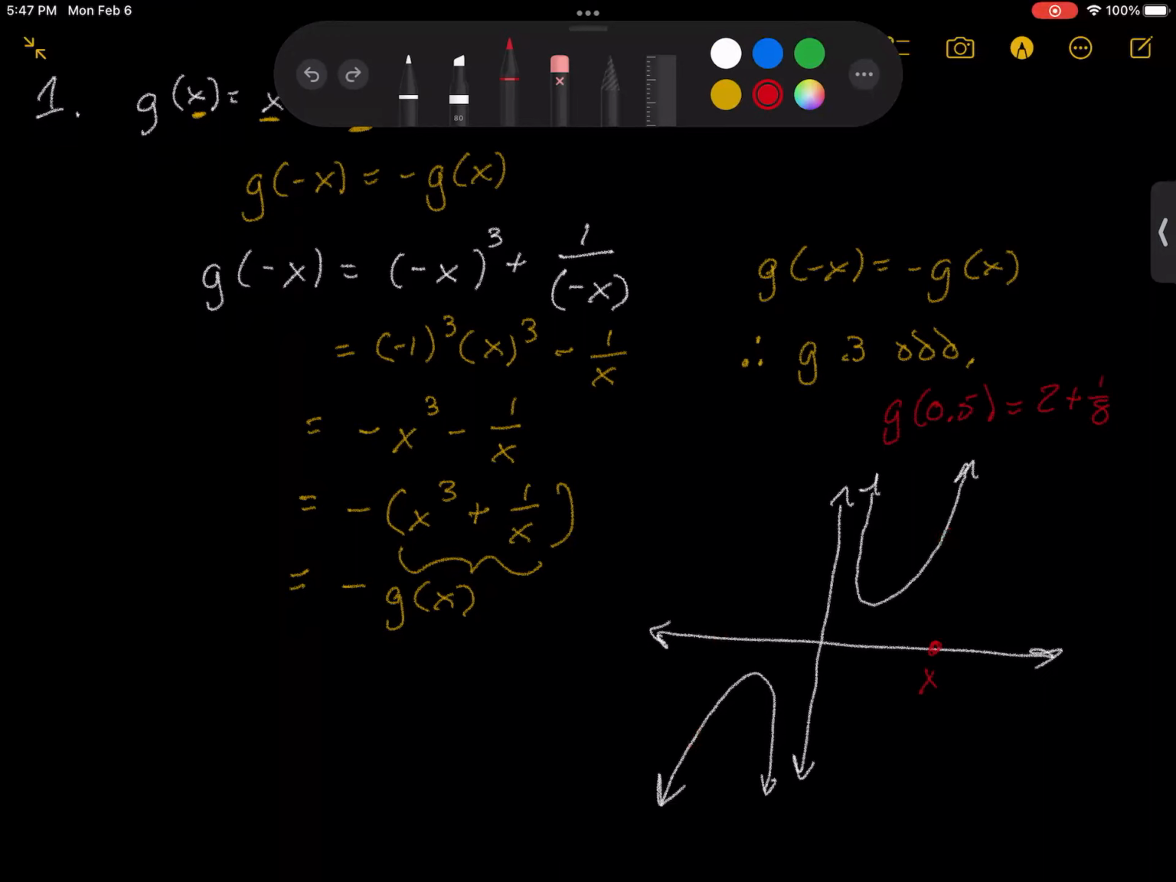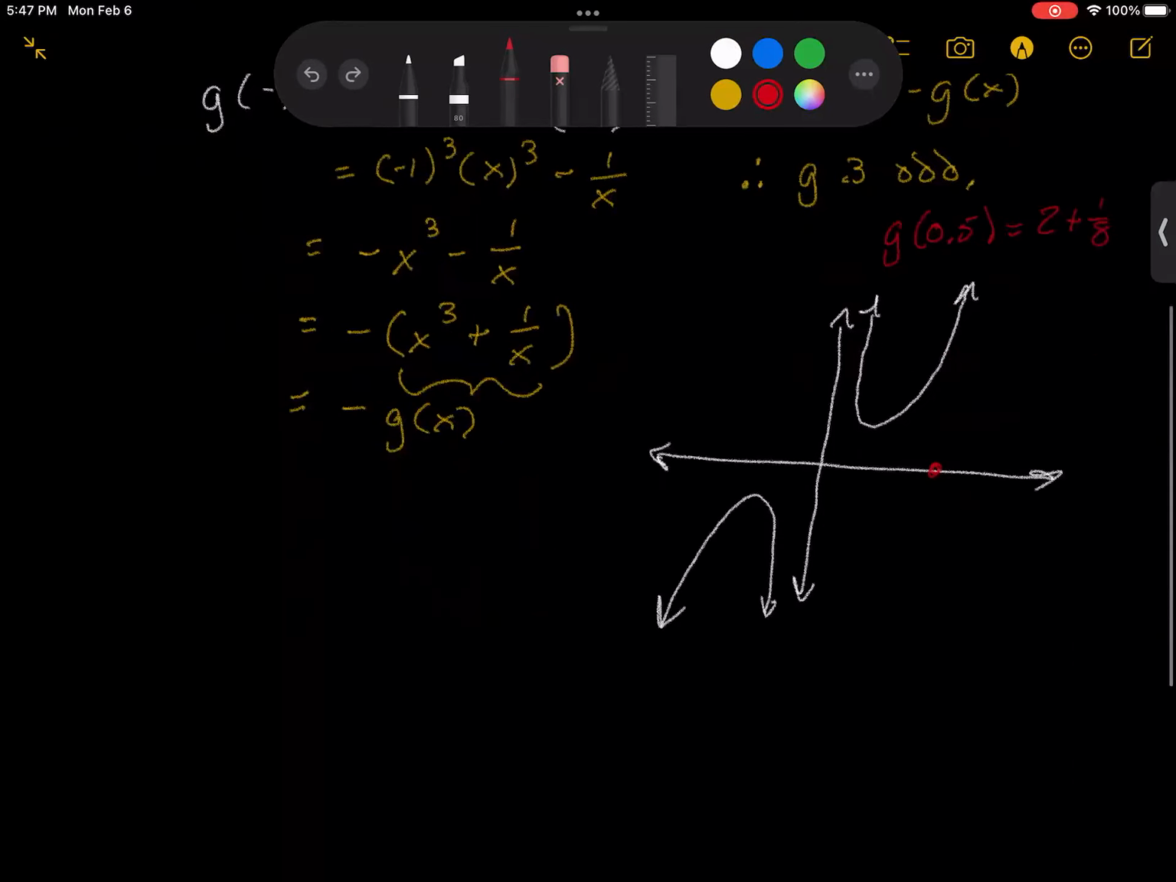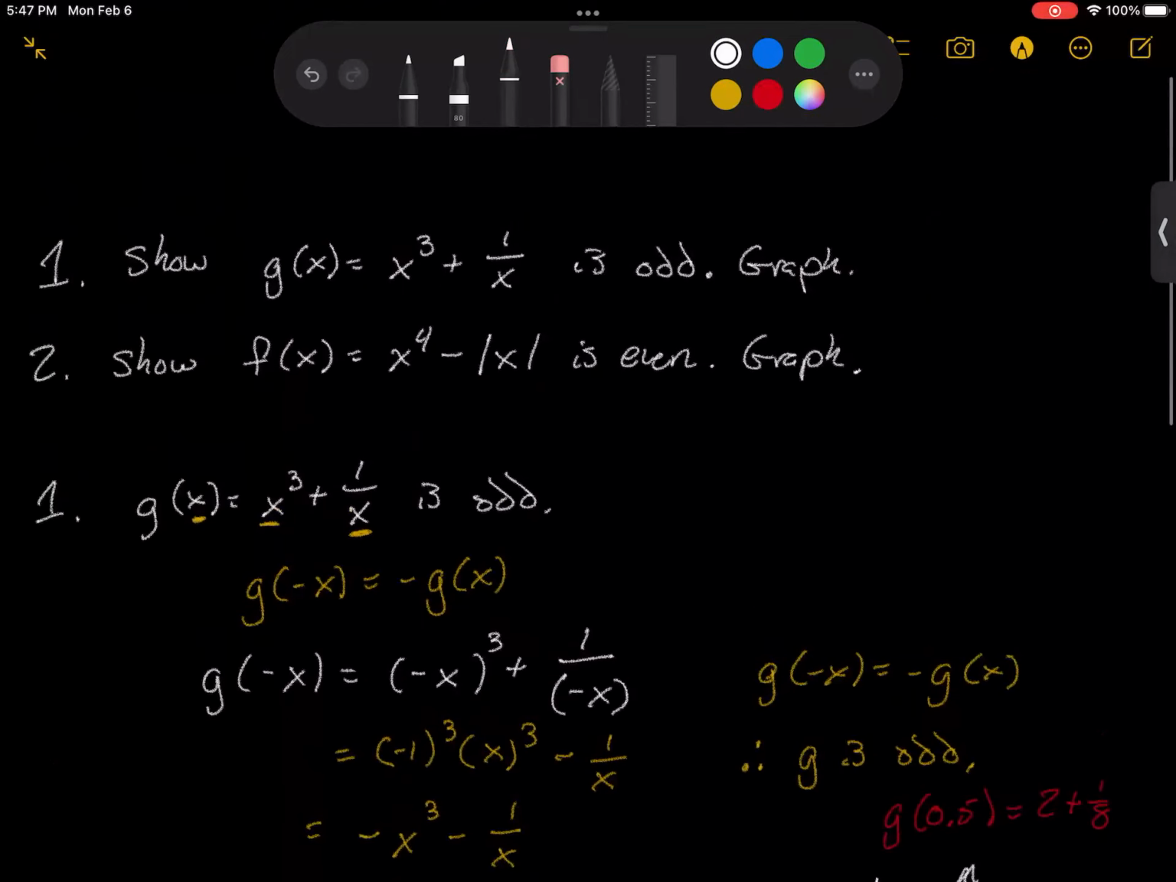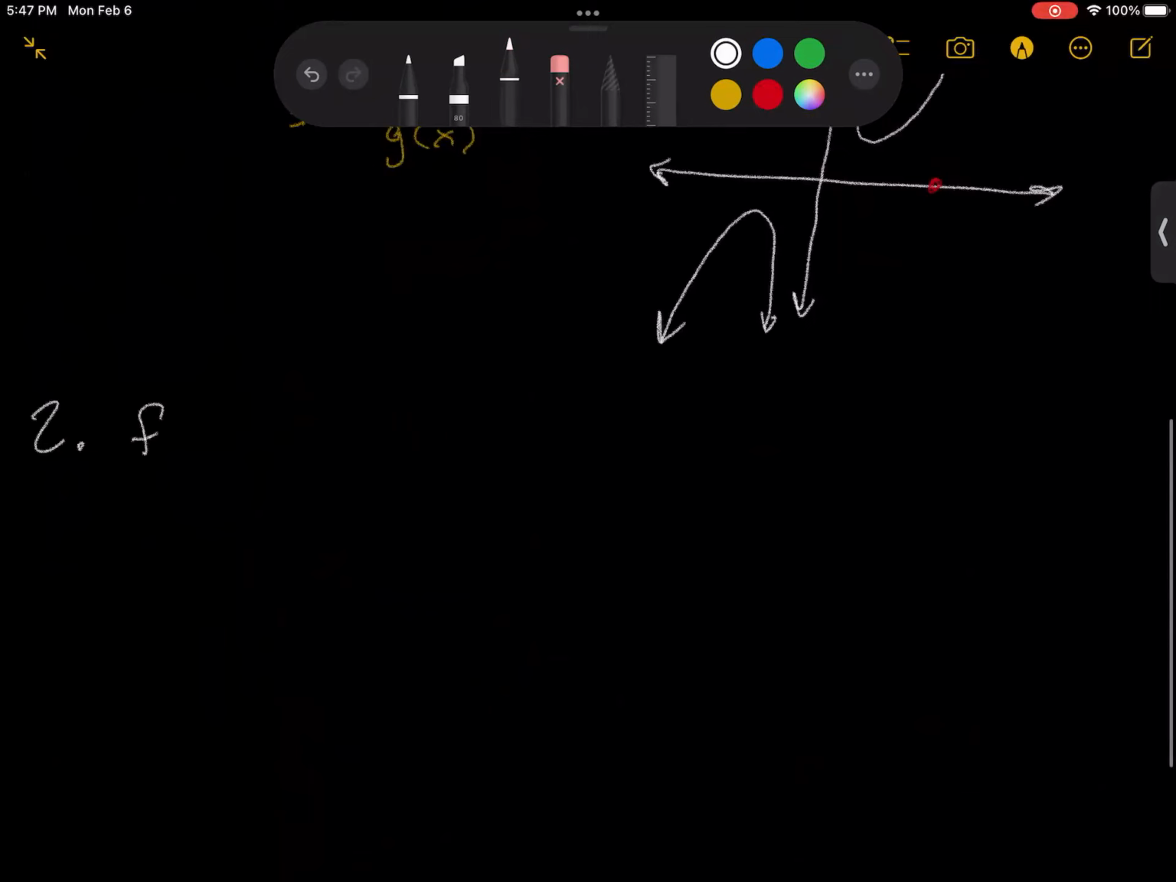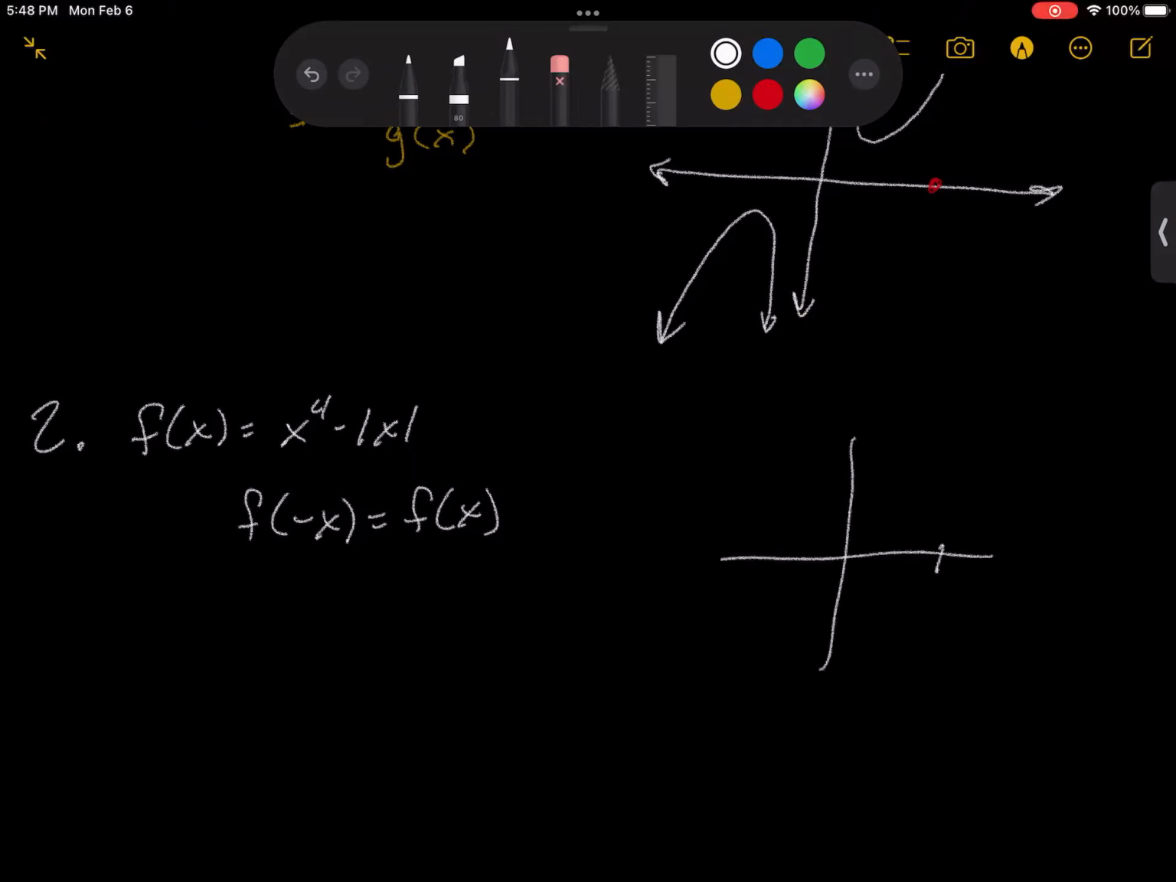Okay, let's work on number 2. Number 2, we want to show that a function is even, x to the 4th minus absolute value of x. So notice this is going to be an even function because what's our definition of even? The function at minus x should return the same thing as the function at x. So in other words, if we're over here at x and our function gets mapped up to this point, then minus x should also get mapped up to that same y value.